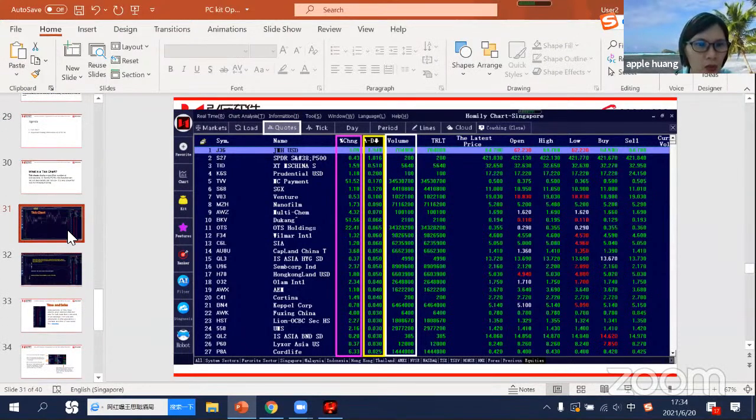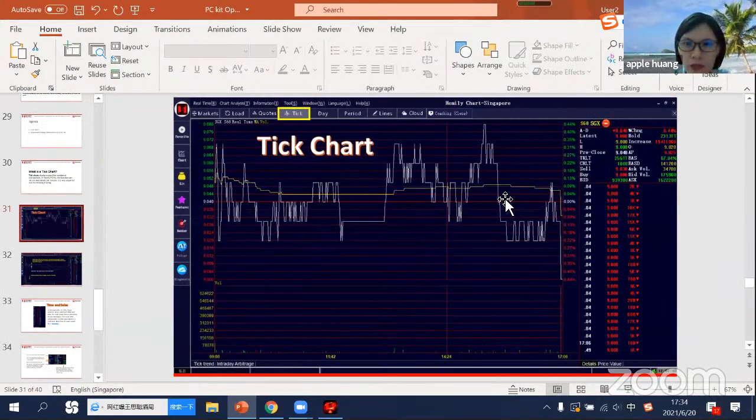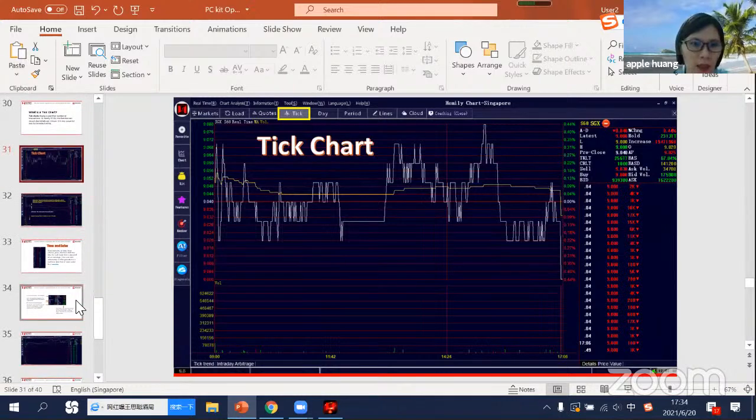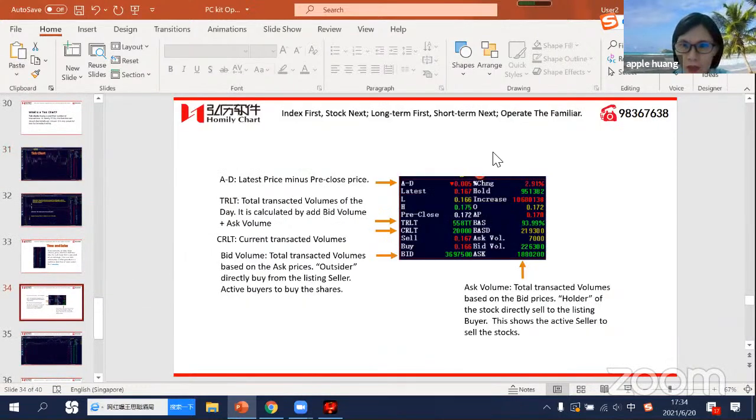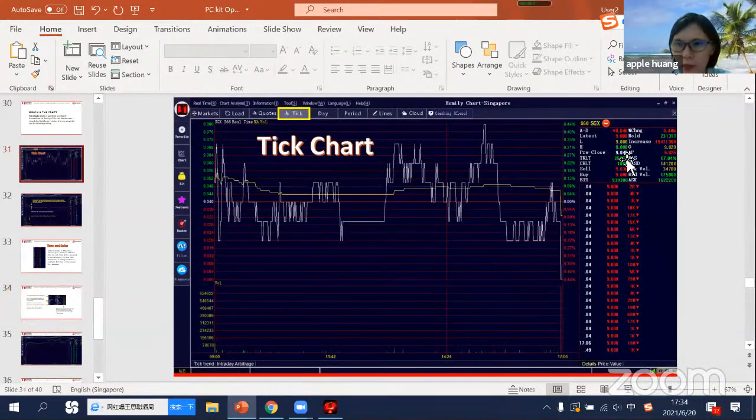And I also explained the tick chart, and you can add different indicators in the tick chart. I also explained what information you can get from the tick chart. All right, with this, I come to the end of today's class.